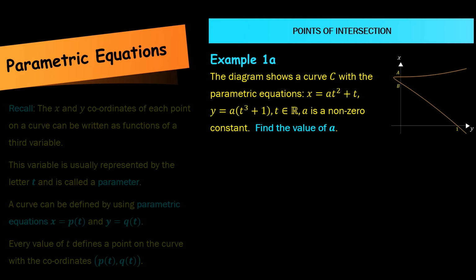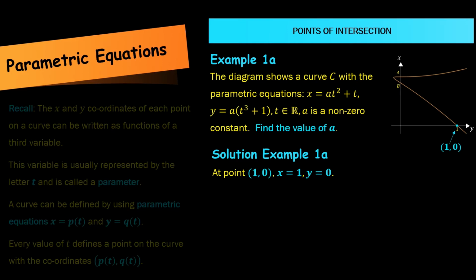The diagram on your screen shows a curve C with the parametric equations x equals at squared plus t and y equals a times t cubed plus 1, where t is a real number and a is a non-zero constant. We are required to find the value of a. So let's solve this.